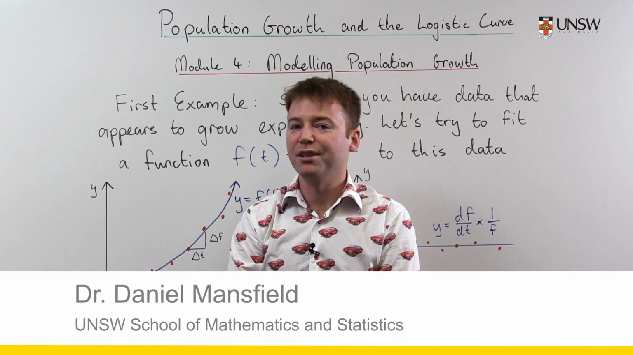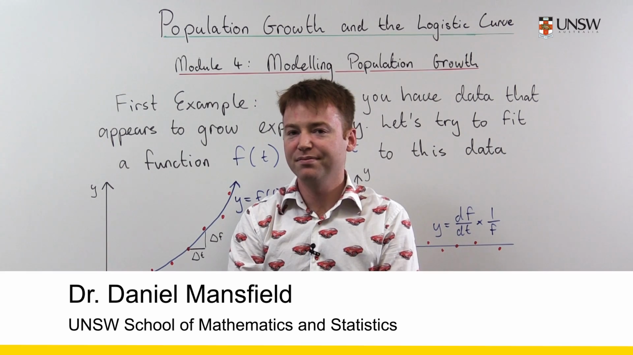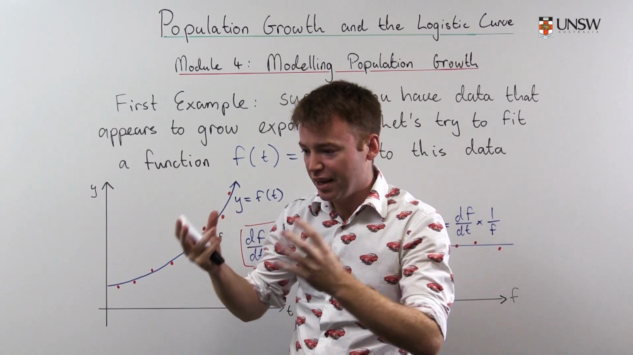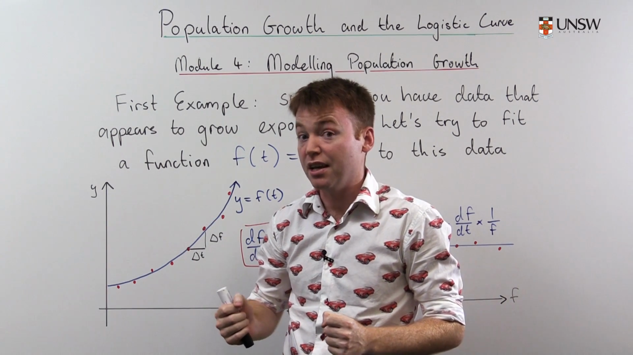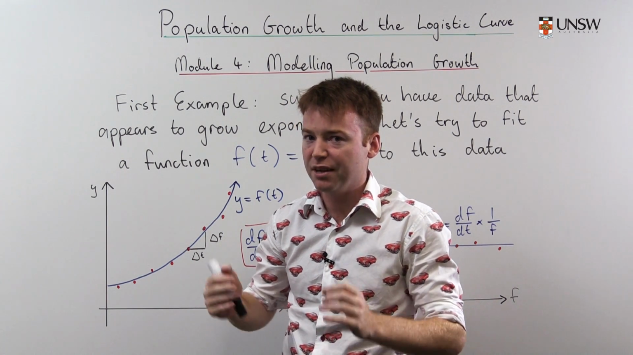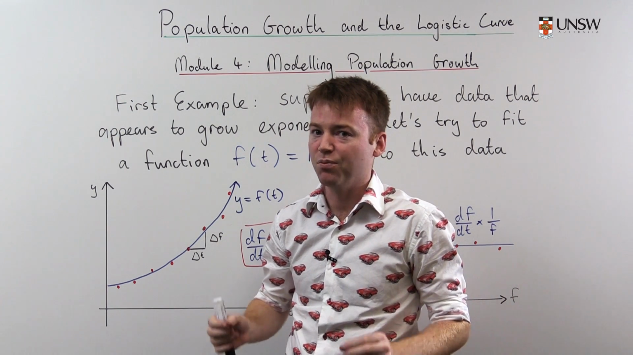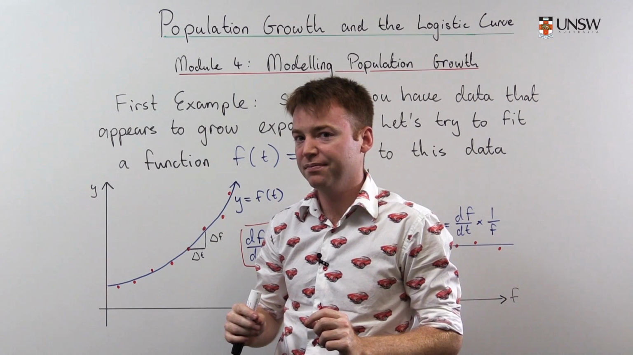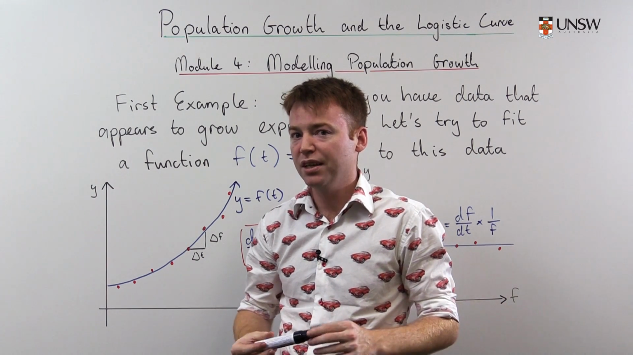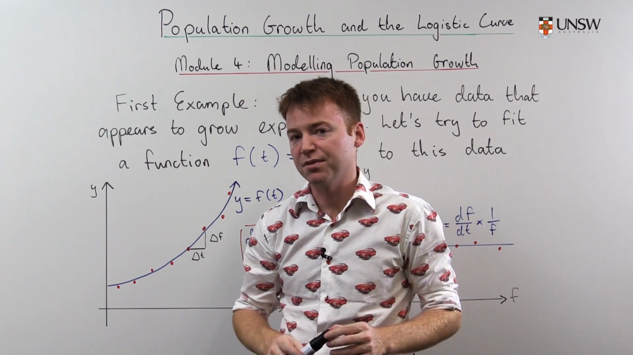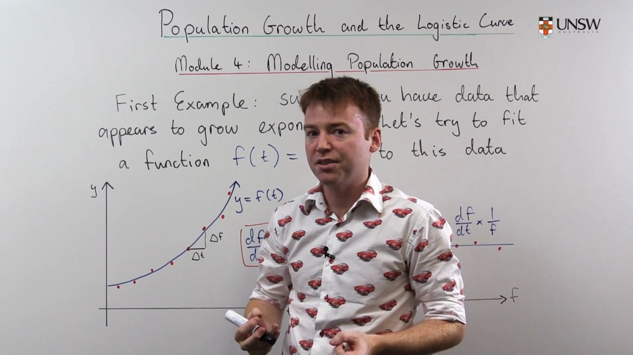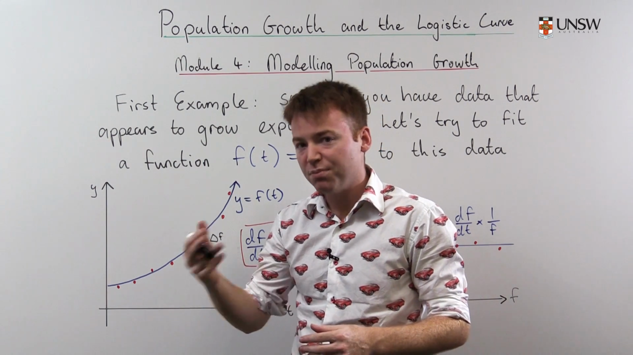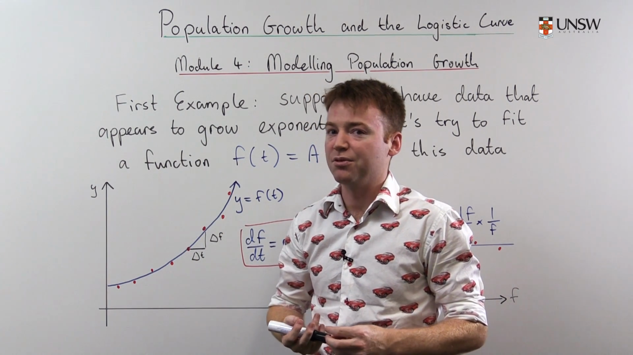Module 4 of Population Growth and the Logistic Curve. In this module, we will do two things. We're going to take some of the functions we've met already, such as the exponential function or the logistic function, and fit them to data. And what we'll do is actually look at how well these functions fit our data. The second thing we'll do is find out the parameters of our function. So in the logistic function, we had some unknowns like the carrying capacity and R and A. Through this process, we'll actually discover what the values are.